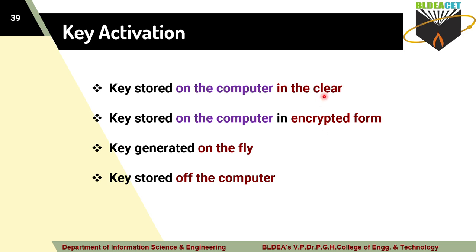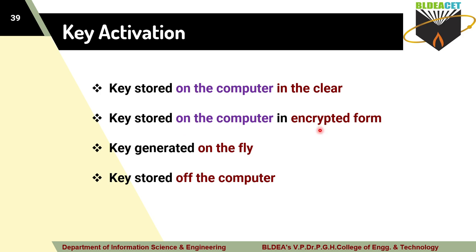If it is in clear form, whenever you get that key, it is automatically activated, because it is viewable by all the users wherever it is stored. If it is in encrypted form, what does activation mean? Yes, you have the ciphertext form of the key here. That data is in the form of ciphertext. You can't use that key directly.